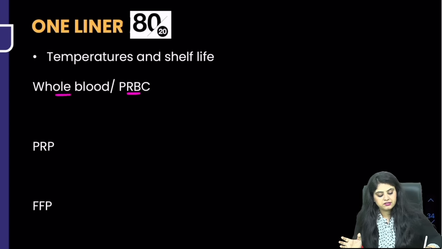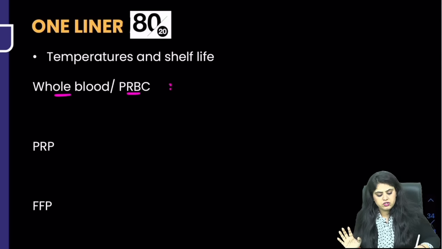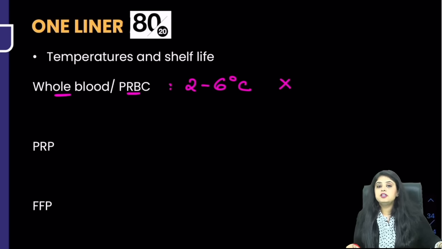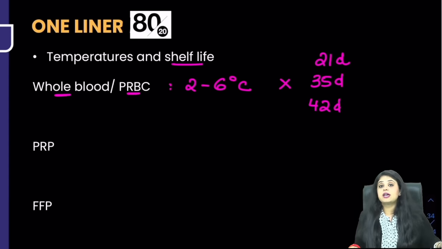Anything that has red blood cells in it, R for red blood cell, R for refrigerator. Some books mention 2 to 6 degrees, some mention 2 to 8 degrees, meaning the same. But how much time will it be? You also have to tell me the shelf life. Will you keep it for 21 days, 35 days or 42 days? How much time will you keep it?